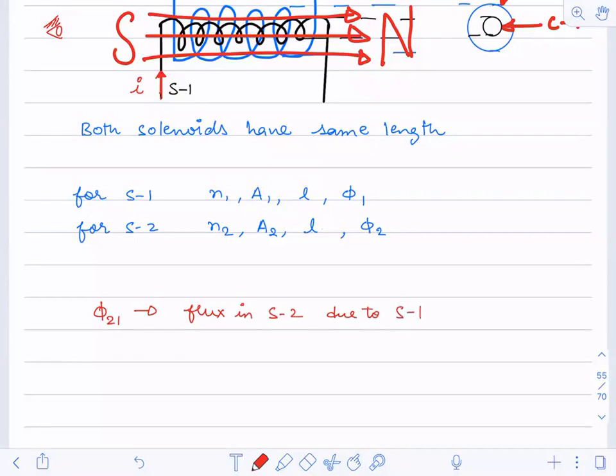Can I say the flux in solenoid 2 due to 1 will be directly proportional to the current in 1, and if I remove the proportionality sign, I can write the flux in 2 due to 1 as the mutual inductance M21 times I1. Yes, this much we have already studied. There is nothing new that I have done here. Is it fine?